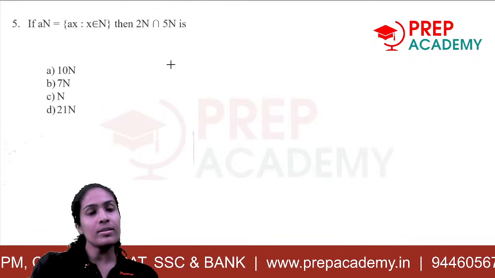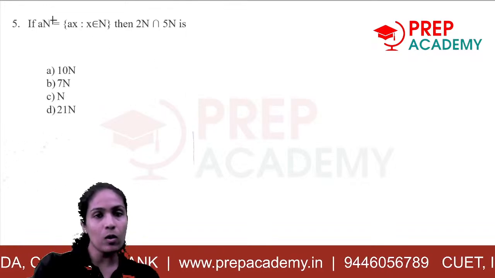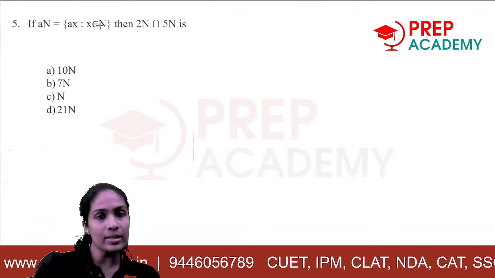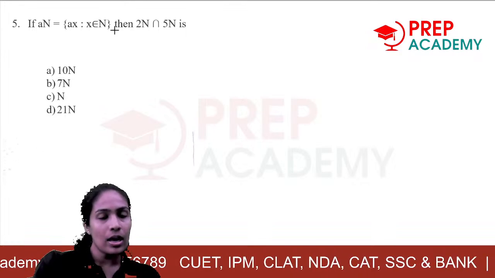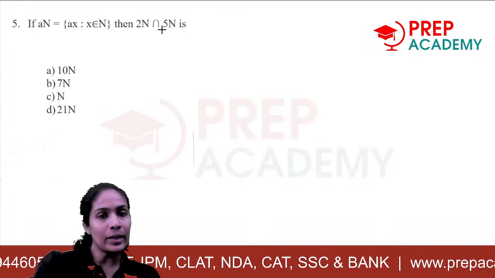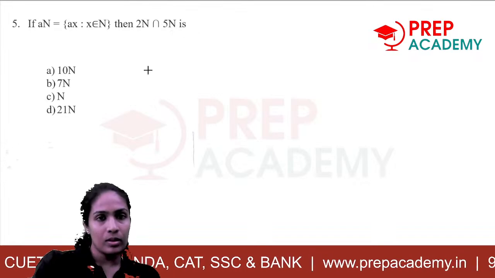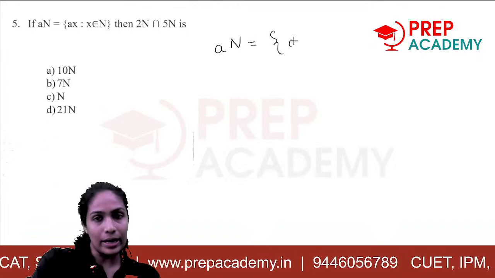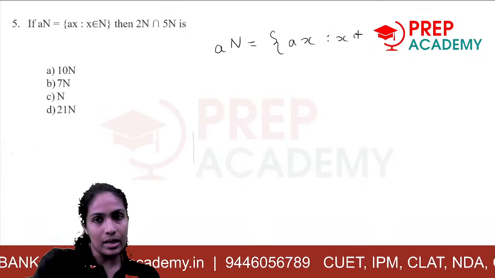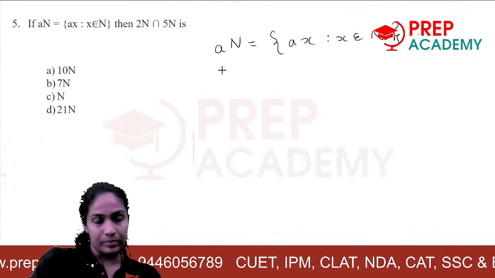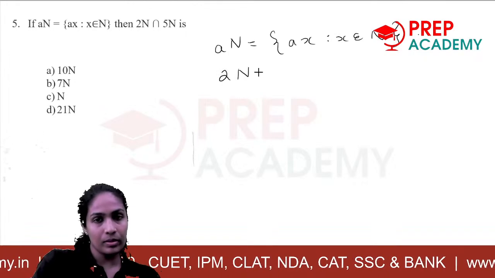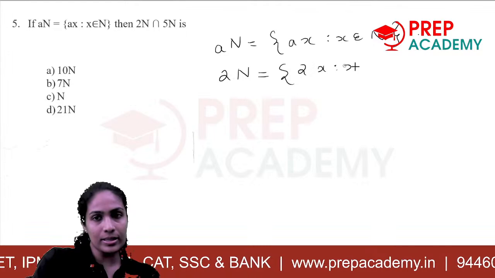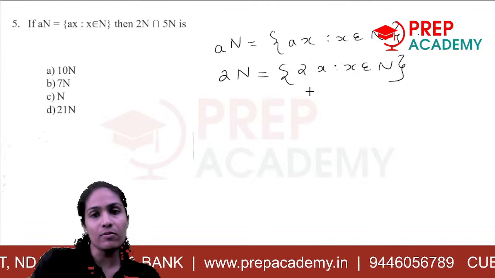So now fifth question is, if aN, where a denotes any positive integer, is defined as the set of all ax such that x is an element of N, where capital N denotes natural numbers, then 2N intersection 5N is. So we know that aN is defined as the set of all ax such that x is an element of N. So 2N denotes the set of all 2x such that x is an element of natural numbers. So natural number starts from 1.